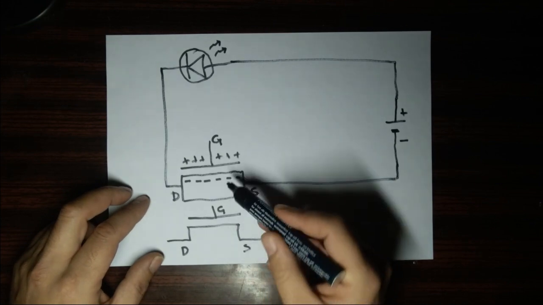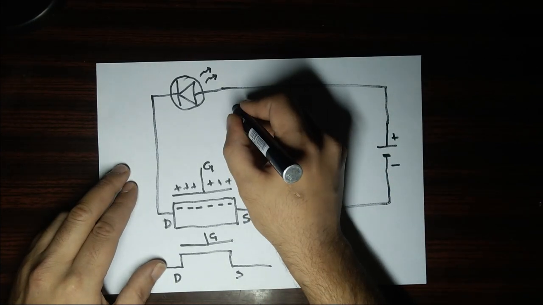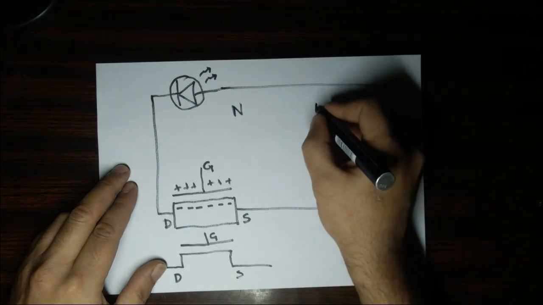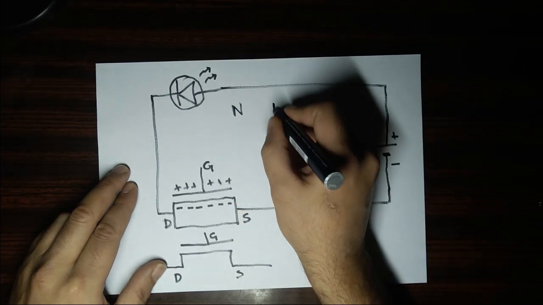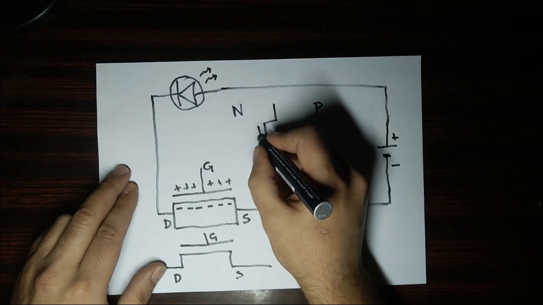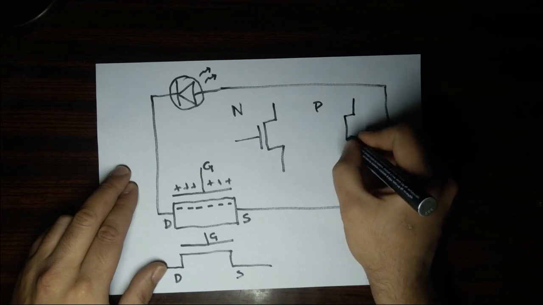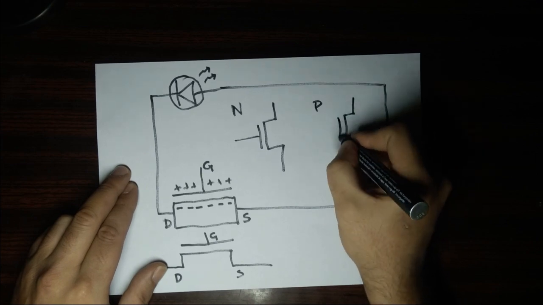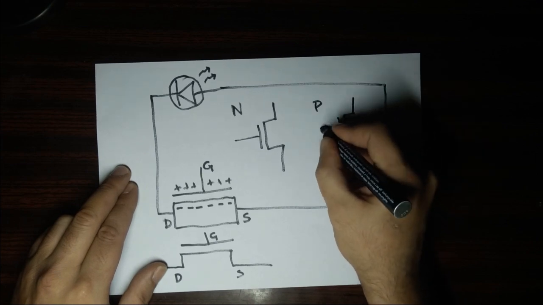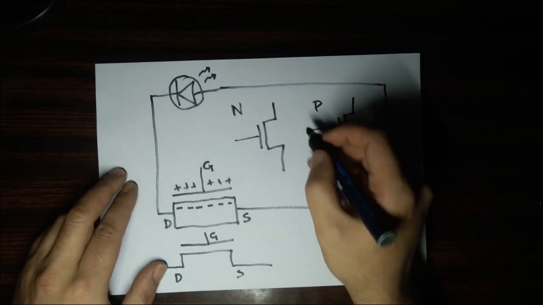The enhancement mode transistors come in two flavors, which is the N-type that we just saw and the P-type. The N-type is symbolized like this, and the P-type is symbolized like this. It has a small circle around here in the gate.